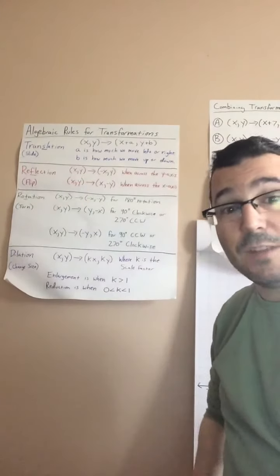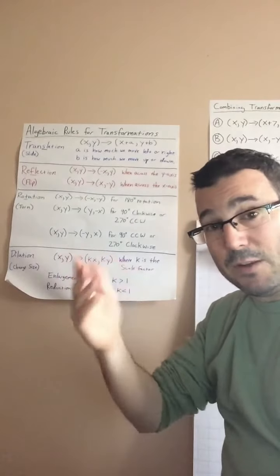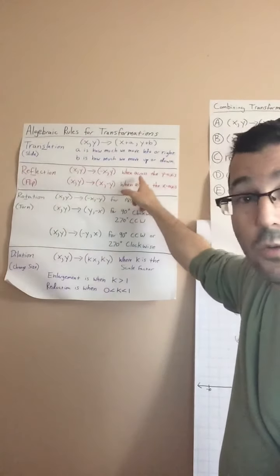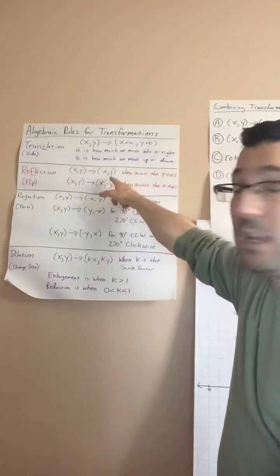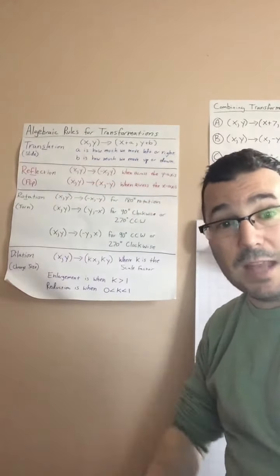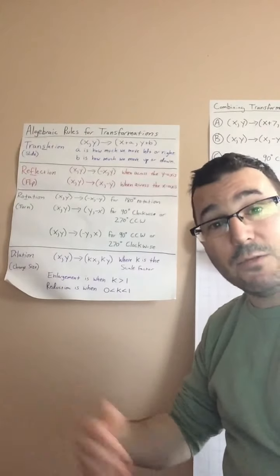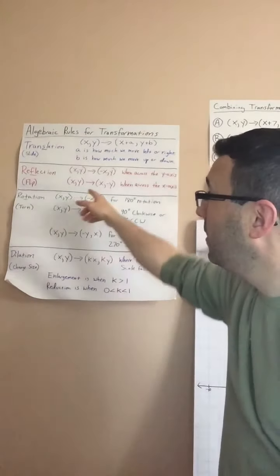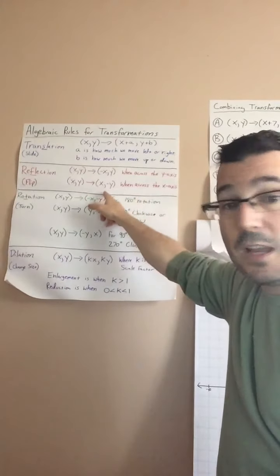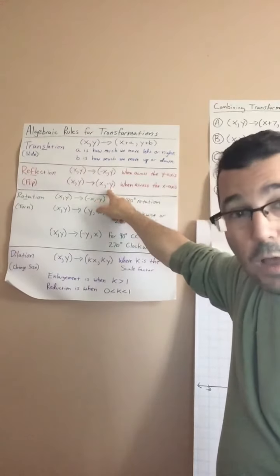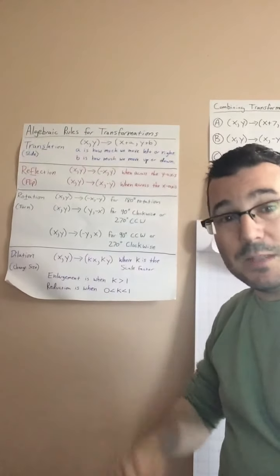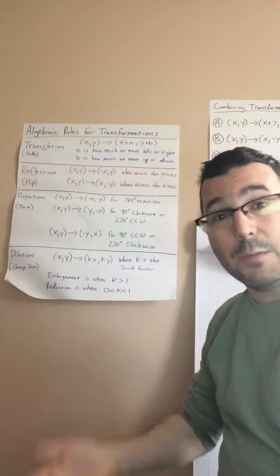Reflection is flip. So remember, we're flipping the image. (x, y), when we go across the y-axis, we're going to change the sign of the x value. So if it was originally positive, it's going to be negative. If it was originally negative, it's now going to be positive. Similar thing happens when we go across the x-axis, but this time, as you see, the y value changes its sign. Again, if it was positive, it becomes negative. If it was negative, it becomes positive.